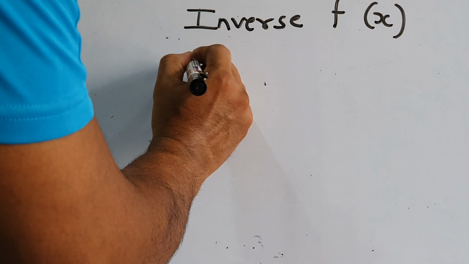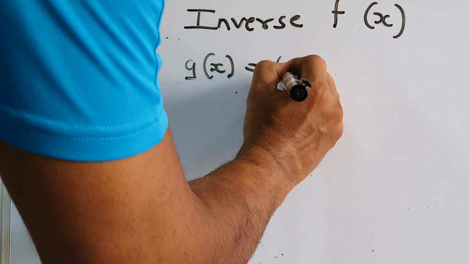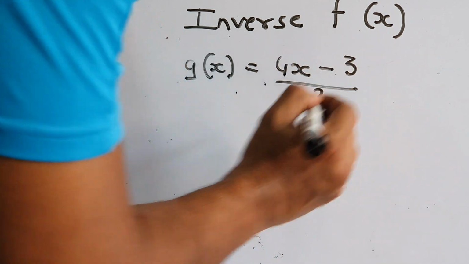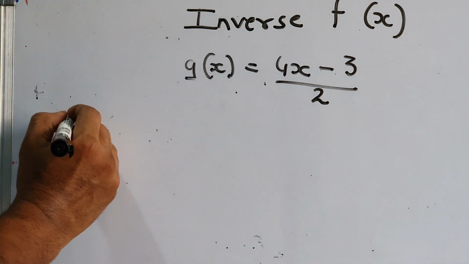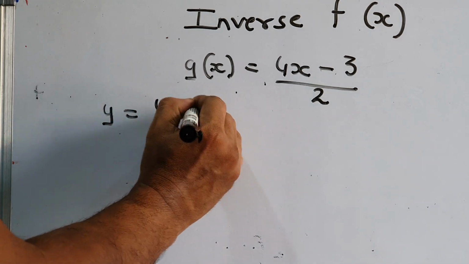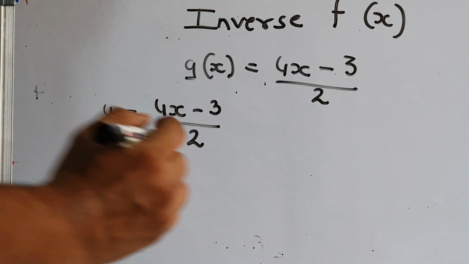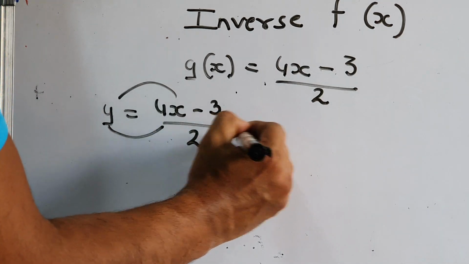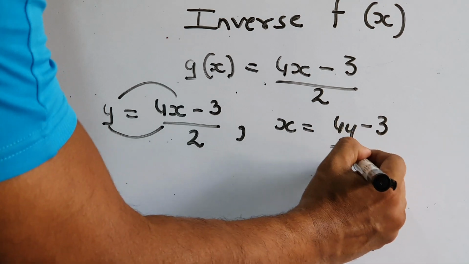Let us check once again with another example. I have g of x is equal to (4x minus 3) upon 2. I want to find out its inverse. So I start in the first step: let y be equal to (4x minus 3) upon 2. Second step, I swap x and y. So my next step is x is equal to (4y minus 3) upon 2.